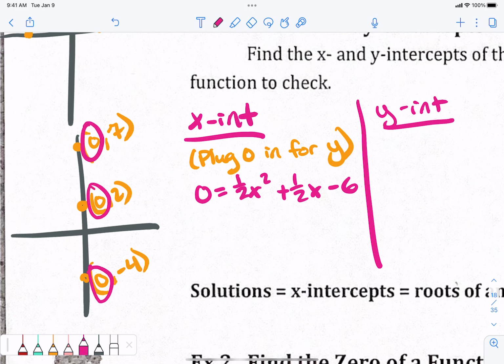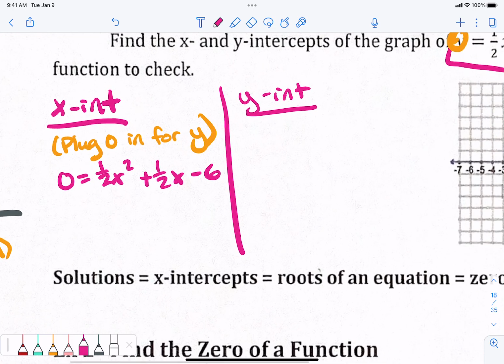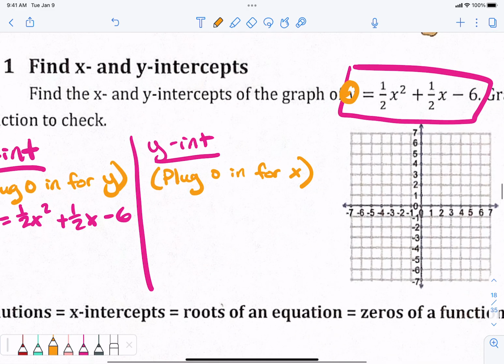0 is the x-coordinate. So it must be true that if I'm trying to find a y-intercept, I plug 0 in for x, right? I just plug 0 in for the opposite one, and that's how I find the y-coordinate, all right? So let's do that one first, because that one's a little bit easier.